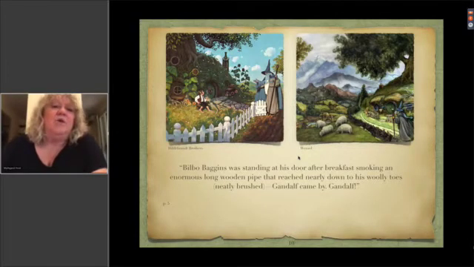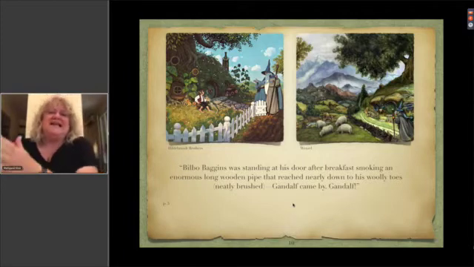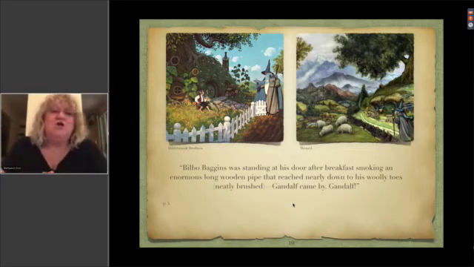Here we have a couple more versions of Bilbo out here. And this time we have Gandalf included. I'll read the quote here. Bilbo Baggins was standing at his door after breakfast, smoking an enormous long wooden pipe that reached nearly down to his woolly toes, neatly brushed.